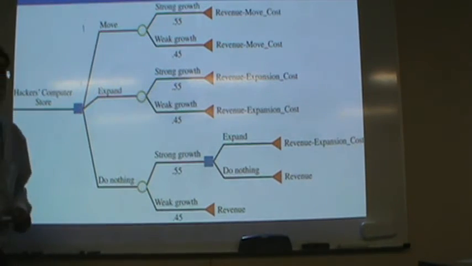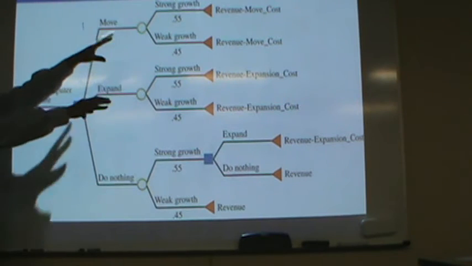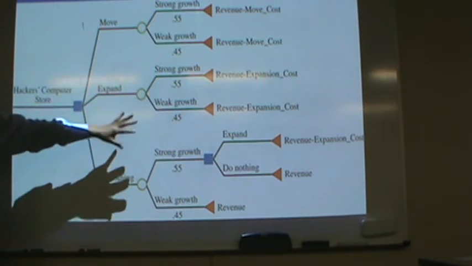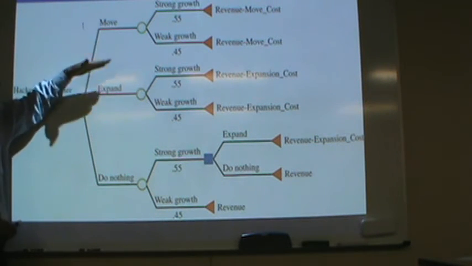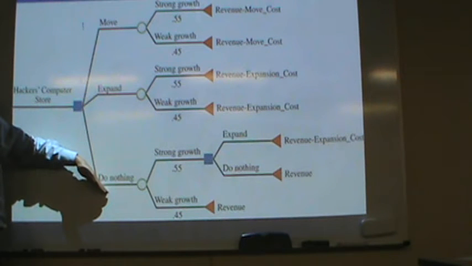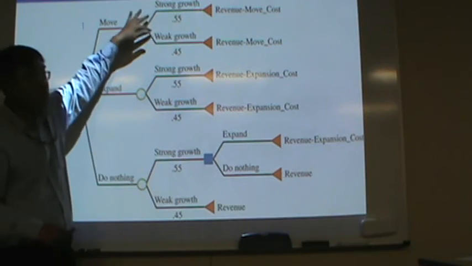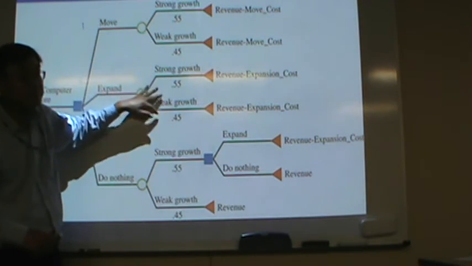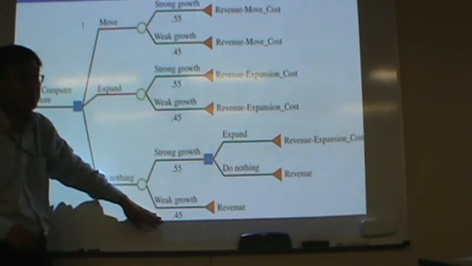Looks like a stem and leaf, something like a tree, right? Branches, and so we call this a decision tree. There are 3 options. Then each option has 2 conditions, right? Strong and weak, strong and weak, strong and weak.